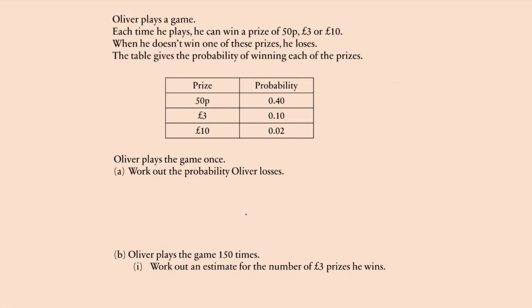Oliver plays a game. Each time he plays, he can win a prize of 50p, £3 or £10. When he doesn't win one of these prizes, he loses. The table gives the probability of winning each of the prizes. Oliver plays the game once. Work out the probability Oliver loses.